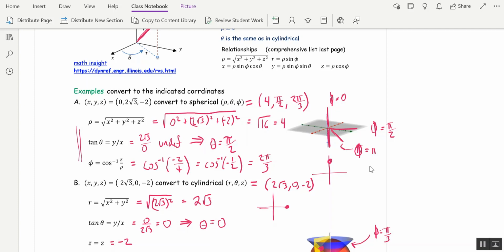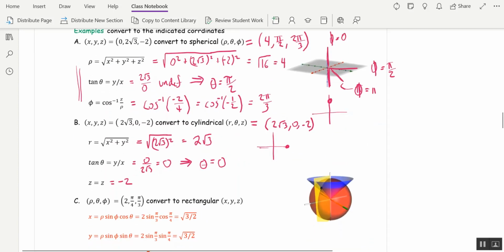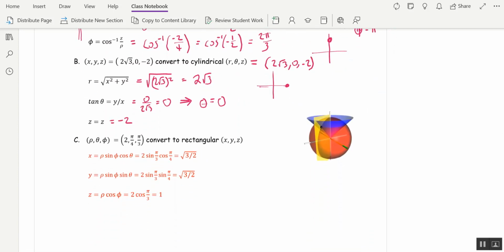I encourage you at this point just to pause the video and compare the three coordinates that we have for this point. So we have rectangular, spherical, and cylindrical for the same point. Okay, and this last one I just did out. When you go from spherical to rectangular, there are no choices to make. You use these three equations and you get the coordinates that I have listed there.